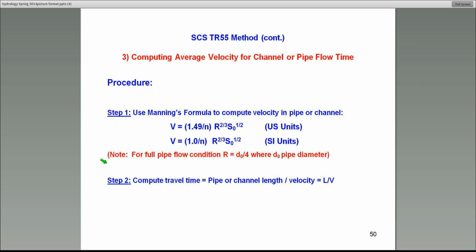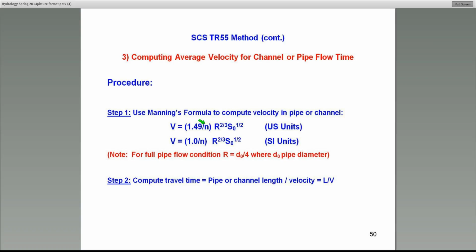Finally, for the third component, if they give you a channel or a pipe along the maximum flow path, then we use Manning's formula. I've specified Manning's formula here for those who have not seen this equation before. They usually specify this in terms of velocity. This is in US units. There's a coefficient 1.49 here, while for SI there's no coefficient, it's 1.0. But n is called the Manning's roughness coefficient.